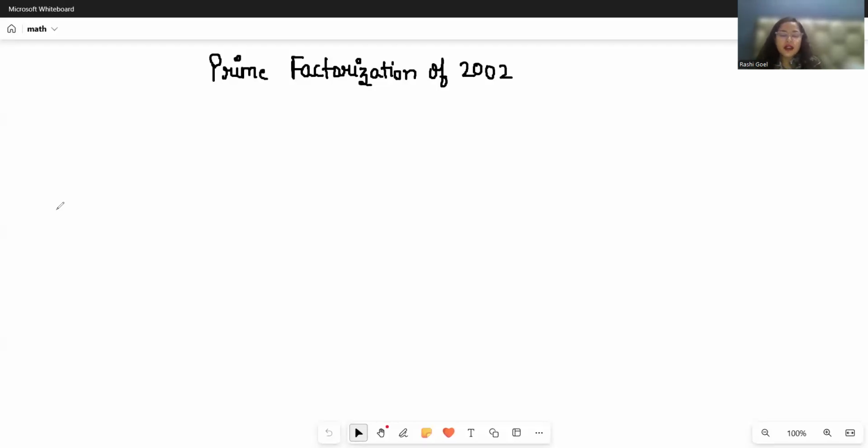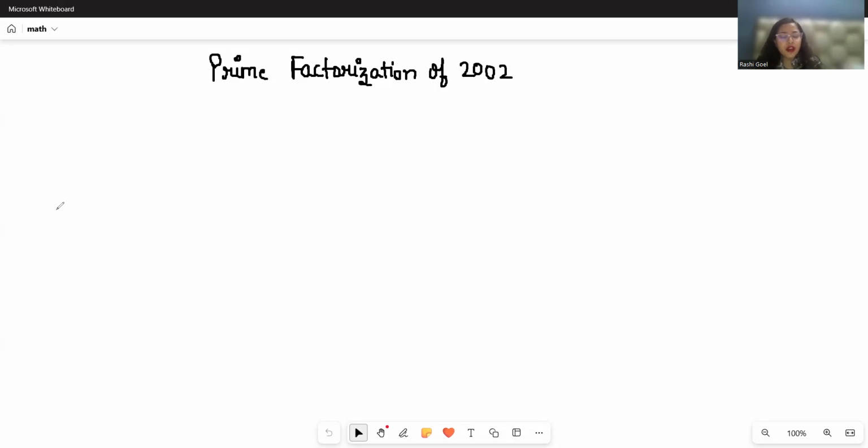So here's a challenge. Can you break 2002 down into its building blocks? That means the prime numbers that multiply to give it. So stick around as we peel back the layers of 2002 using the magic of prime factorization. It is easier than it looks and way more satisfying.